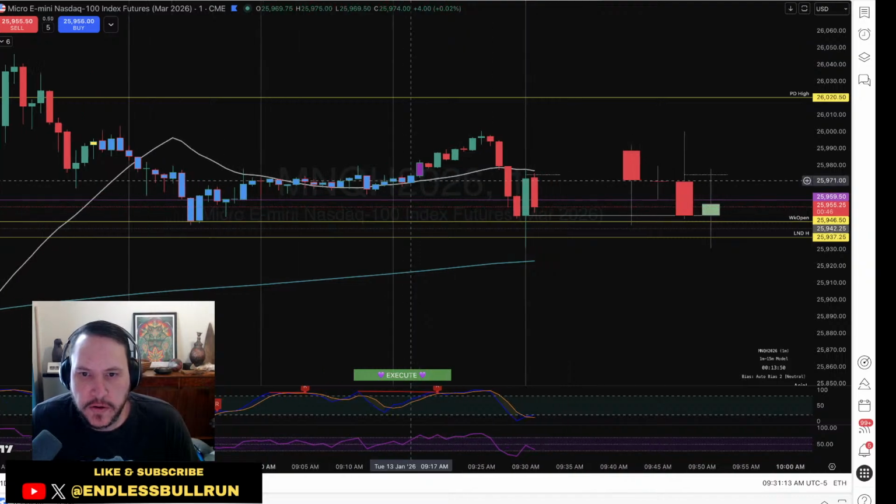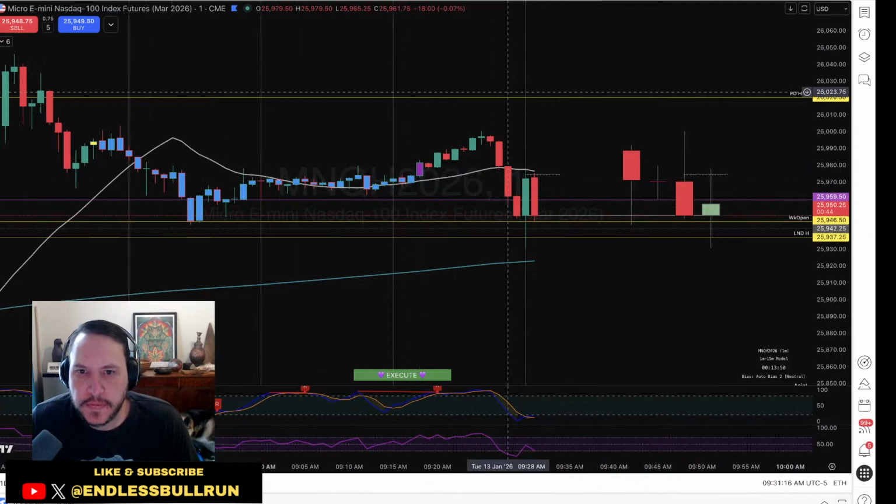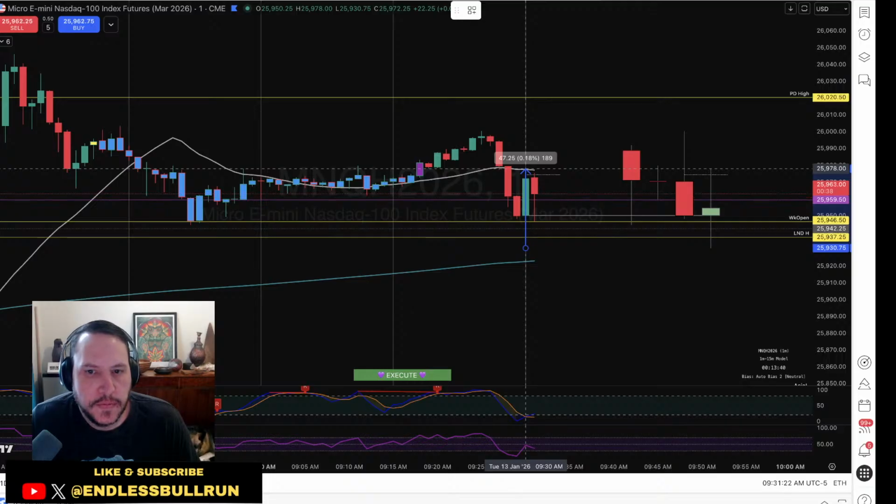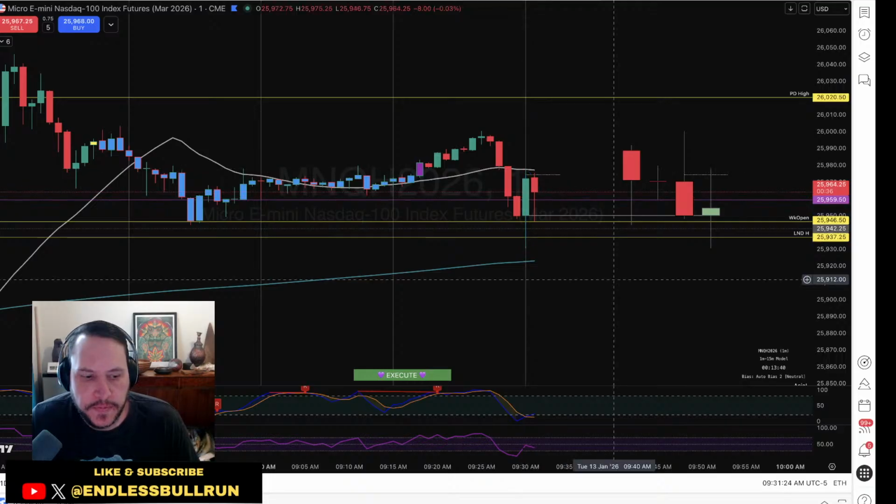A little wild here at open. See how big these candles are. Pretty substantial. Almost a 200 tick candle right there.